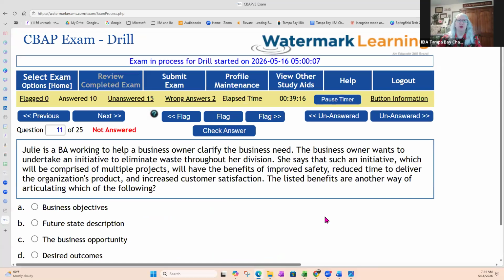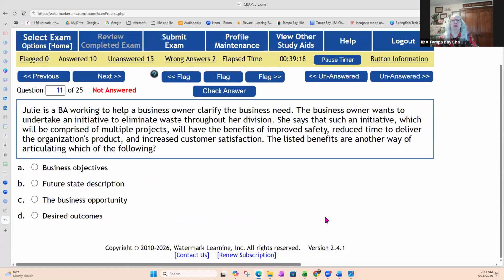Okay, next. Julie is a BA working to help business owners clarify the business need. The business owner wants to undertake an initiative to eliminate waste throughout her division. She says that such an initiative, which will be comprised of multiple projects, will have benefits of improved safety, reduced time to deliver the organization's product, and increased customer satisfaction. The listed benefits are another way to articulate which of the following.